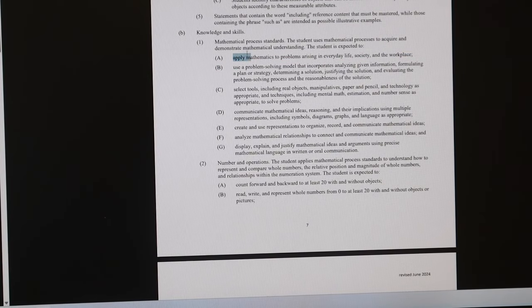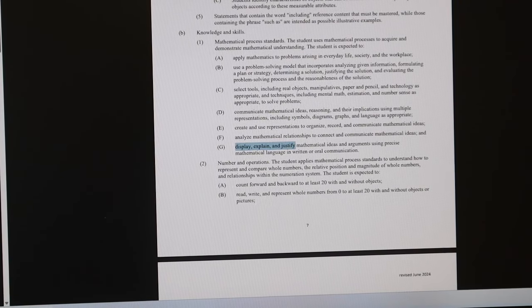How can you apply mathematic problems in everyday life? Use. How are we using a problem? Selecting tools. Students need to have real objects and manipulatives to work with counting. They need to create. They need to analyze, display, explain, and justify. So these are the words that I'm looking for.